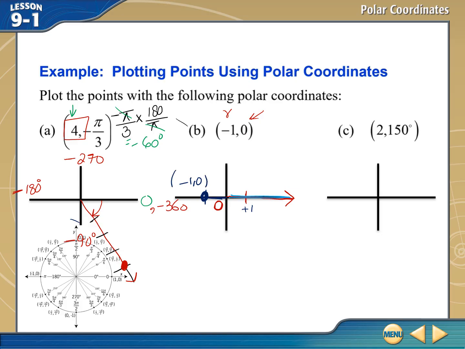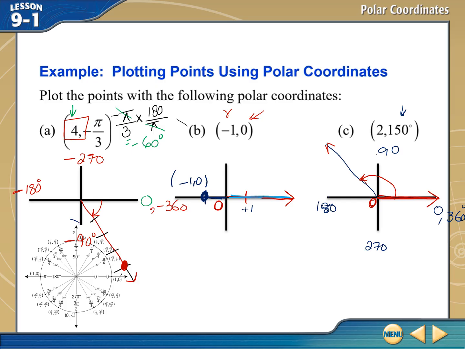Let's try another one, 2 and 150 degrees. So the angle is positive. Let's sketch. Here it is 0, this is 90, this is 180, then 270, and come back to 360 degrees. Now 150 degrees is between 90 and 180, somewhere here. It's not accurate, but somewhere here. First of all, you will mark the pole. Here is the pole. Make a polar axis, darken it. Make a ray, and now go anti-clockwise.